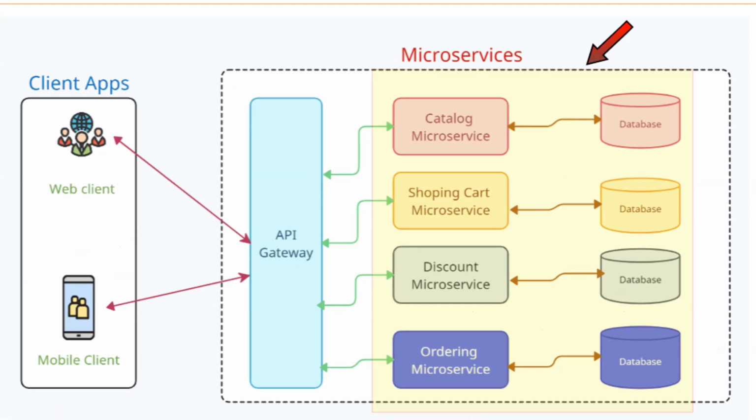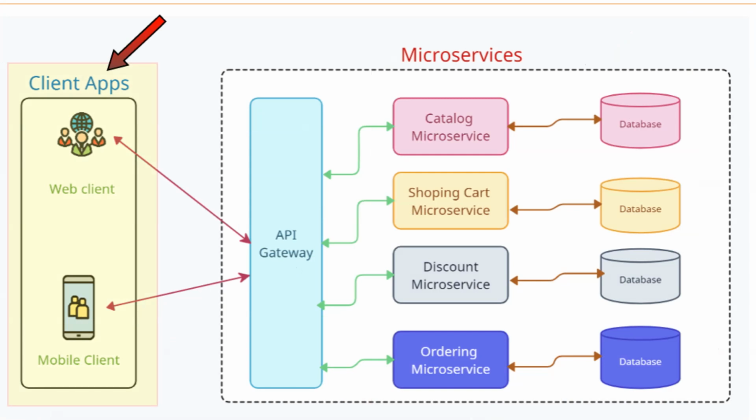Here you can see a set of microservices, and here you can see a client application. It can be a web client or mobile client, and if the client application wants to communicate with microservices, then it will communicate via API gateway.